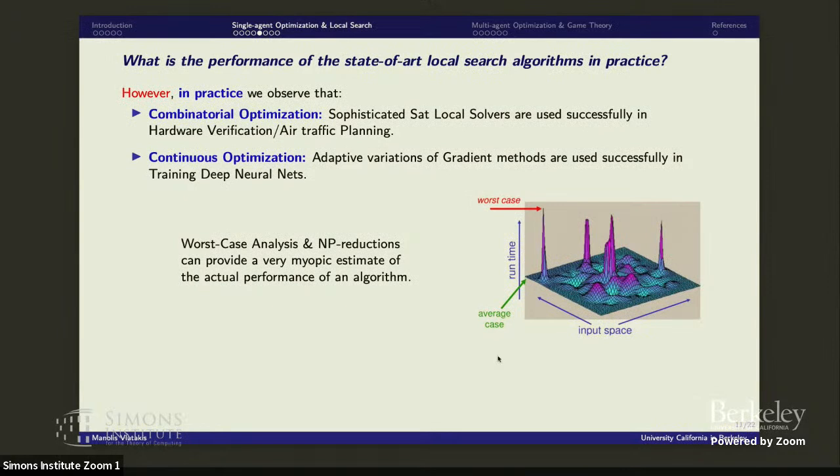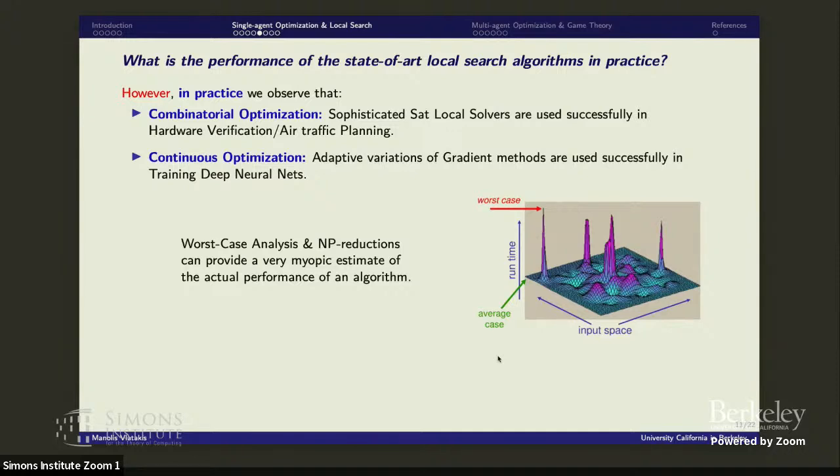But in practice, what happens is that, yes, combinatorial optimization works. That is the reason that the airplanes can come down to the Earth, because we're solving a SAT problem during the air traffic planning. And I think that I do not have to convince you that training of neural nets is working well nowadays.